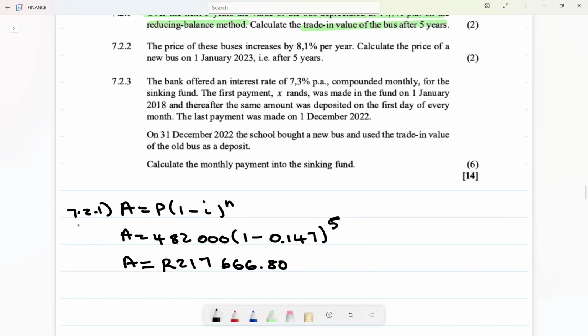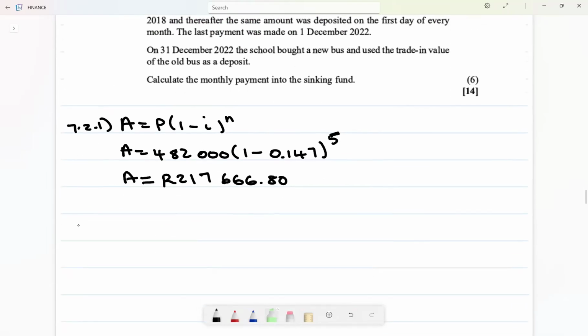But let's see. When we move on, it says the price of these buses increased by 8.1% per year. Calculate the price of the new bus on the 1st of January 2023, which is 5 years after. So we need to see how much the same school bus they bought would cost at the store, the new one, if their value increases by that much.